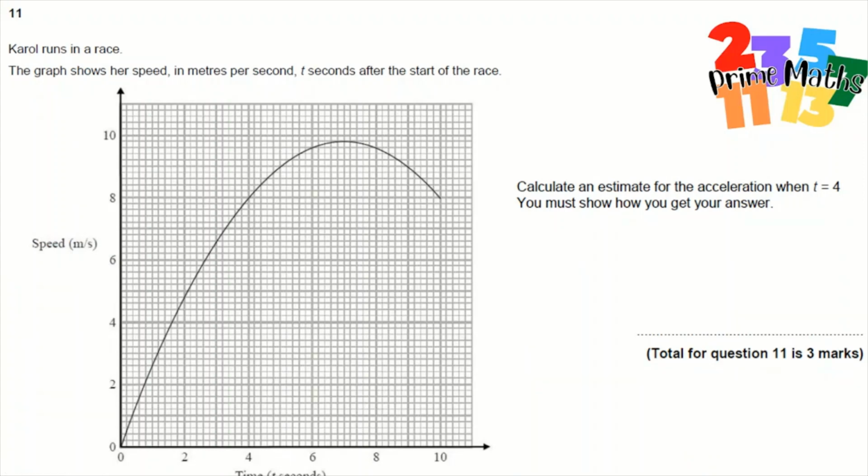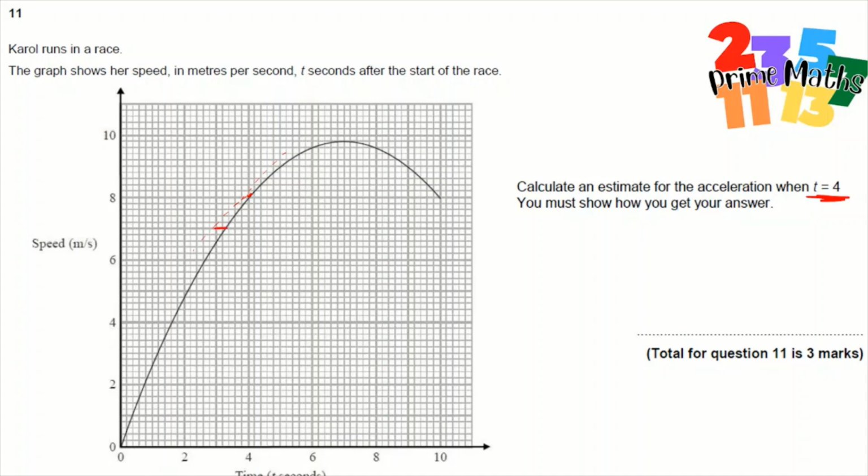Carol runs in a race. This is her speed in metres per second. We want to calculate the acceleration when t is 4. So you must go to t is 4 and draw a tangent as close to the curve as you can. And from here you work out the gradient. Again, as we are on a non-calculator paper, try and make this as nice for yourself as possible.